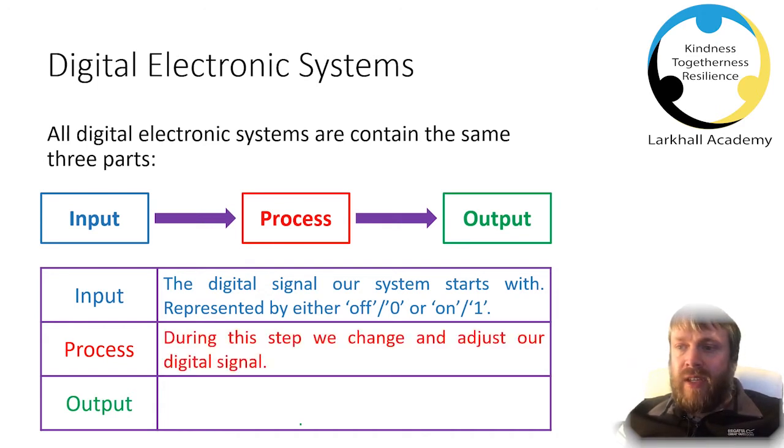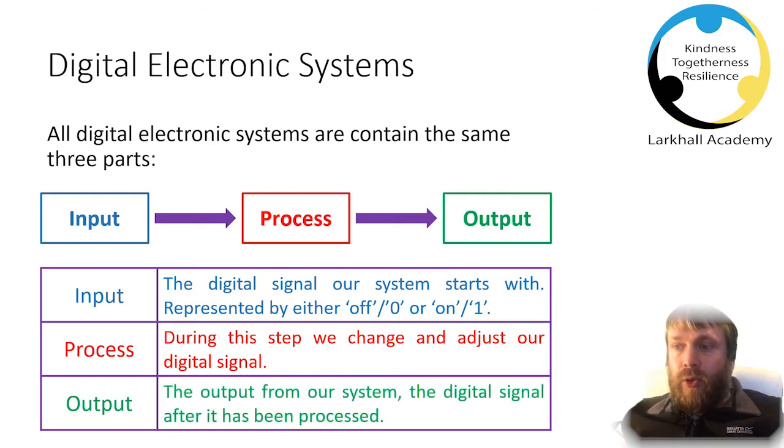The process is basically what's happening to this signal once we get it in. Once that signal's been input into the system, what are we going to do to that signal? That's the process. And then finally, our output. The output is what we get out of the system. We've processed the signal that we got in, we've changed it somehow, and we now have our signal coming out after it's been processed.